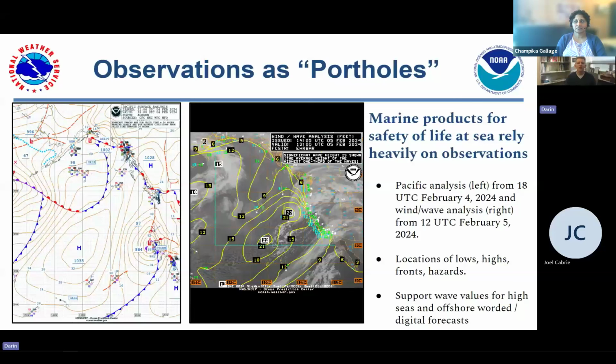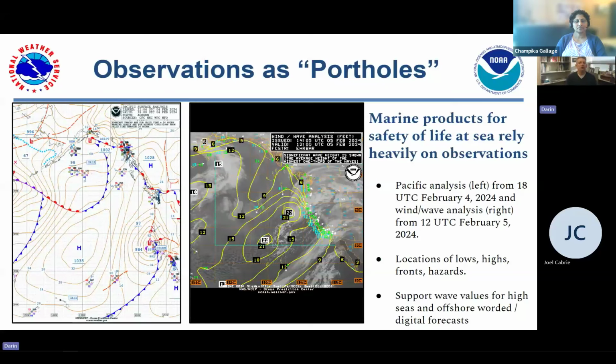On this slide is an example of a surface analysis on the left over the Pacific Ocean from February of 2024. On the right is a wind wave analysis showing especially the feet of the waves out over the Eastern Pacific, in this case at 12Z on February the 5th.